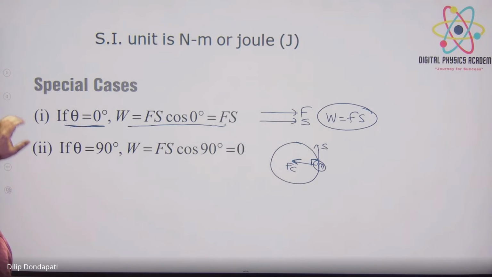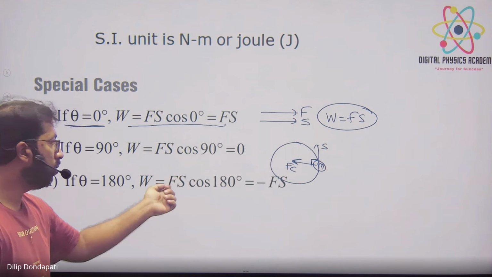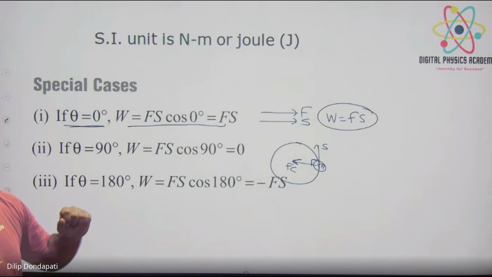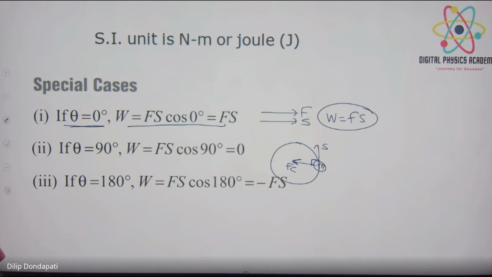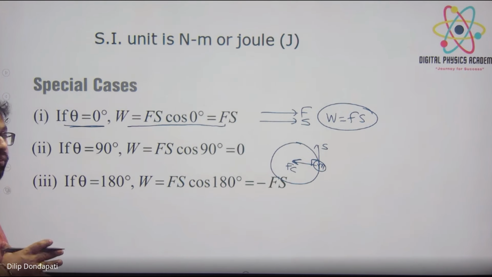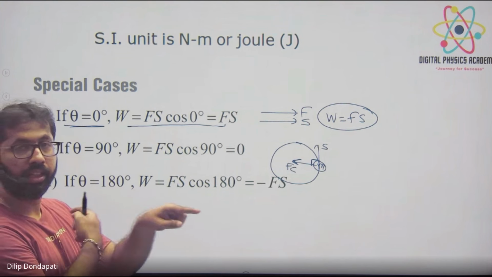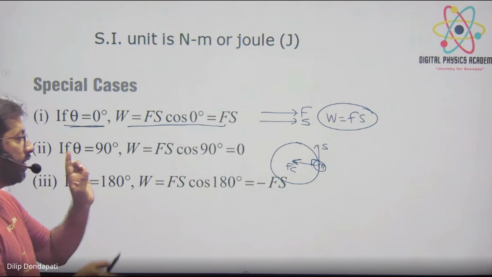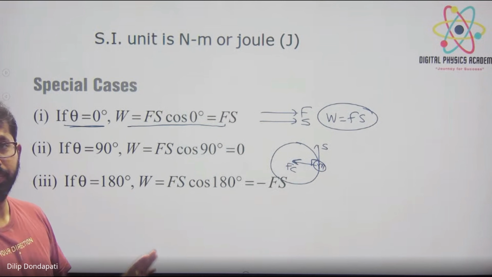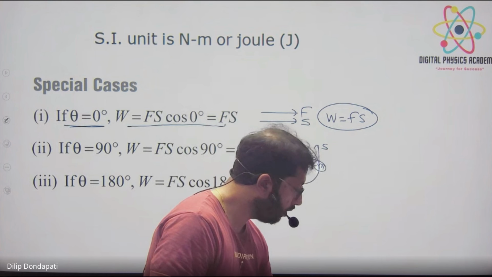Okay. Next. When theta is 180 degrees, cos 180 is -1, so minus fs we should take. So first formula we learned, work done is F dot S. When force and displacement are in the same direction, use Fs. Opposite direction, use minus Fs. And 90 degrees, क्या होगा? Work done is 0. ये always follow करने का. So be clear. समझ में आ जाएगा पूरा. I'll give JEE mains questions also in this.